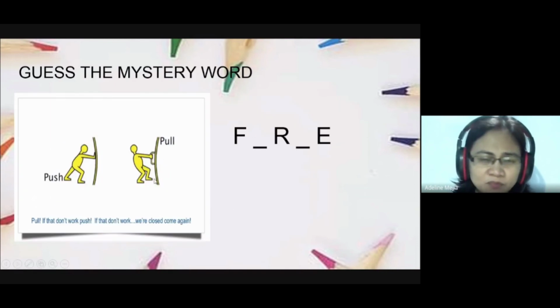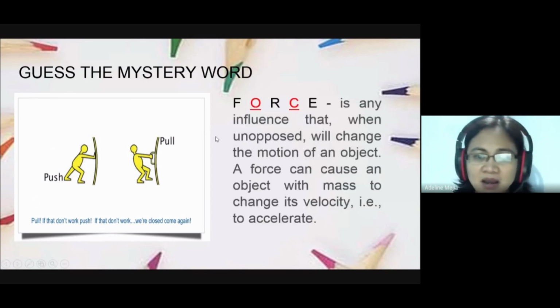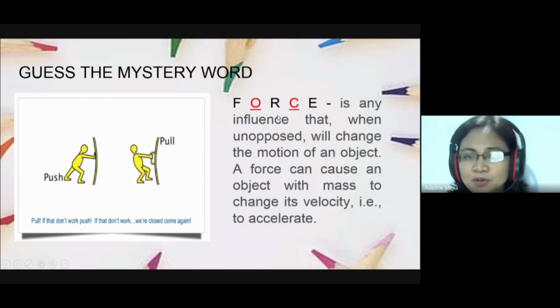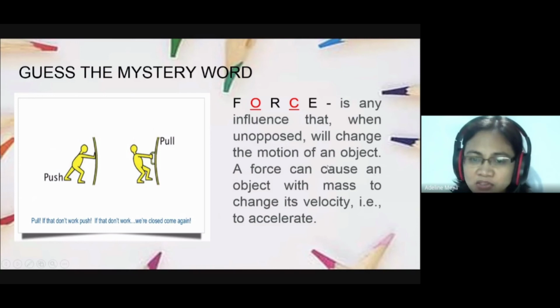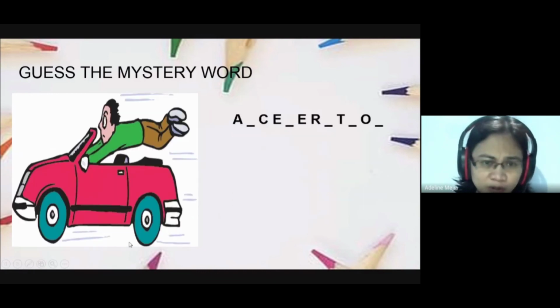Next one. What is the mystery word with the image having a push and a pull? Very good. It is a force. Now, a force is any influence that, when unopposed, will change the motion of an object. A force can cause an object with mass to change its velocity, for example, to accelerate.